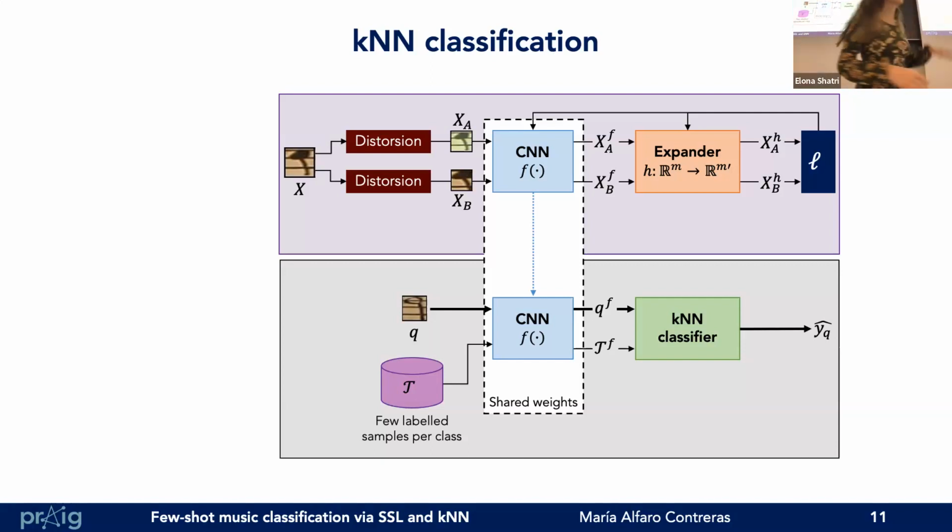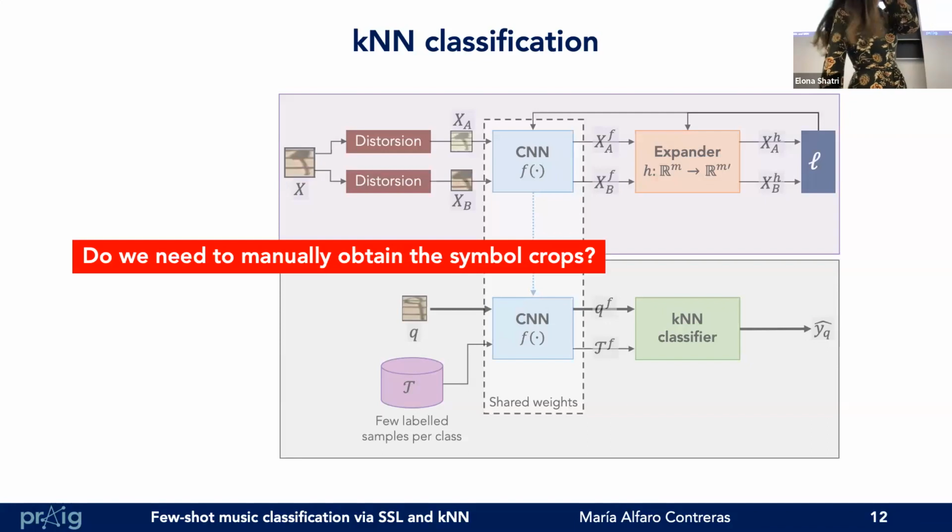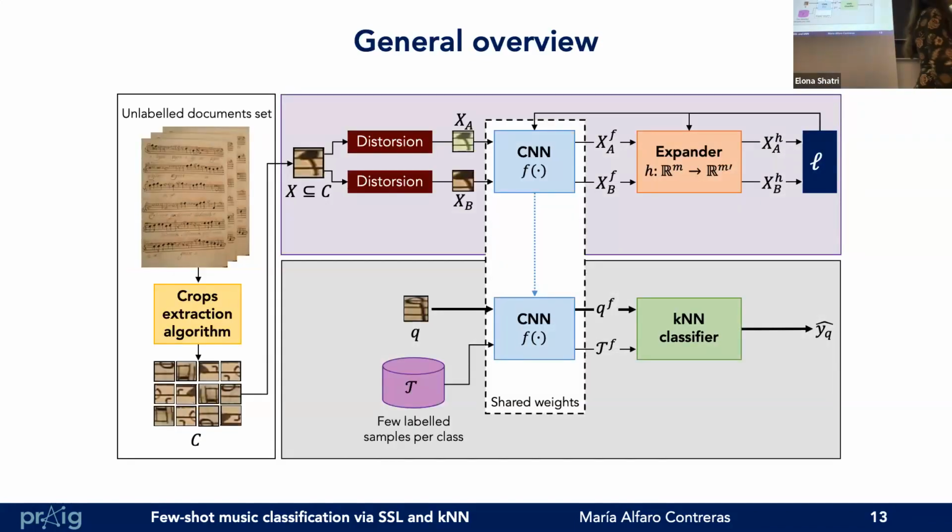But there is a drawback here right now. We're trying to use as little labeled data as possible, but how are we training the CNN? We are using symbol crops. So to obtain those symbol crops, we will have to go back, draw boxes on the pages and get the symbols, right? There's a huge drawback in this proposal, but we got a solution.